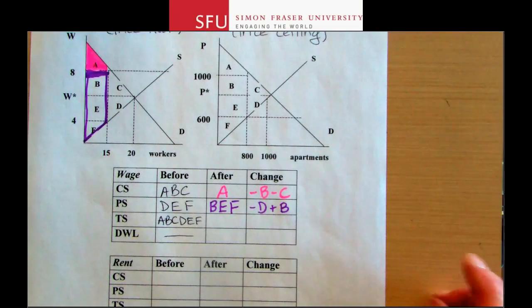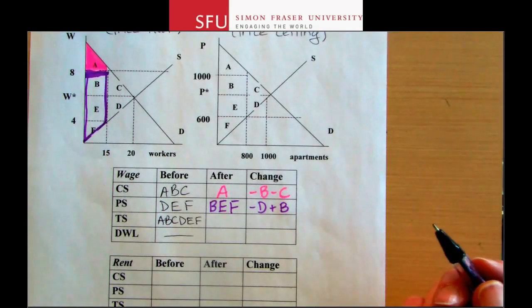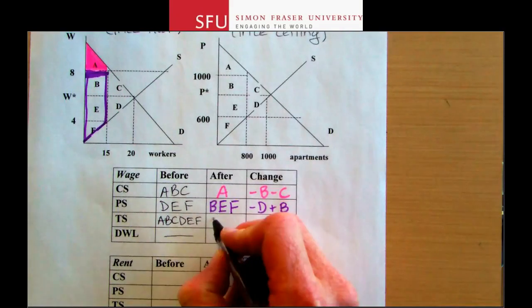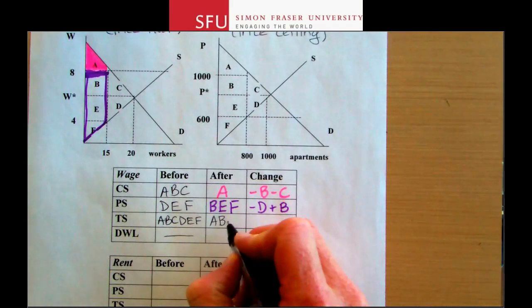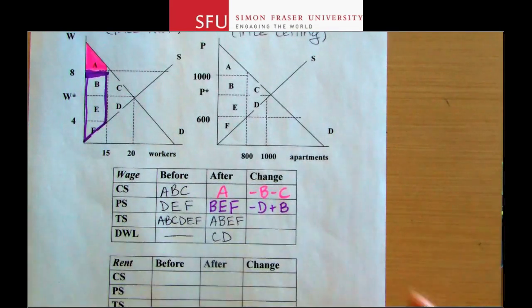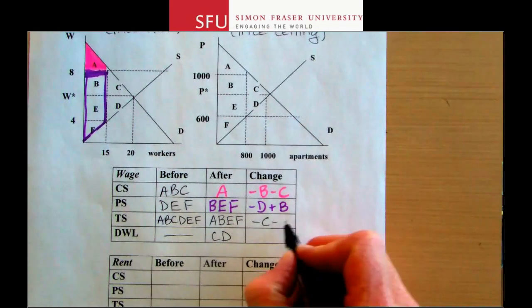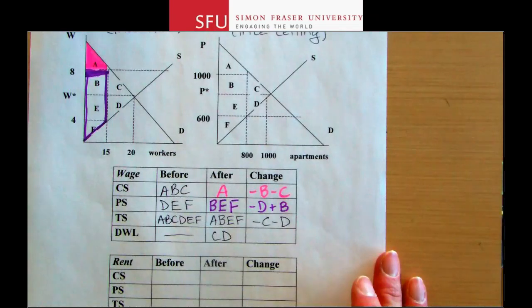Okay, now total surplus is just everything but C and D, because C and D are now going to be the deadweight loss. So A, B, E, F, and then C and D will be the deadweight loss. So, oh, and then we can fill in the change here. So for the total surplus, now they lose the deadweight loss, so minus C minus D.